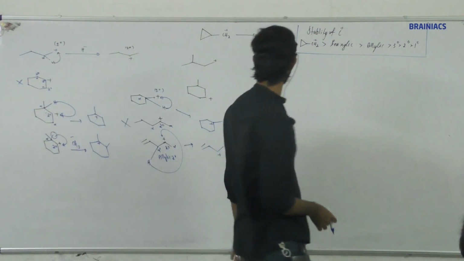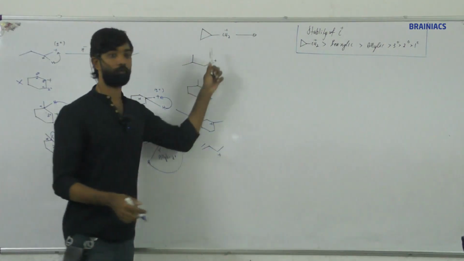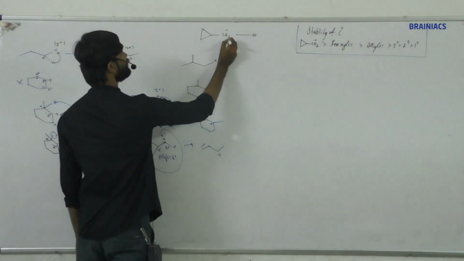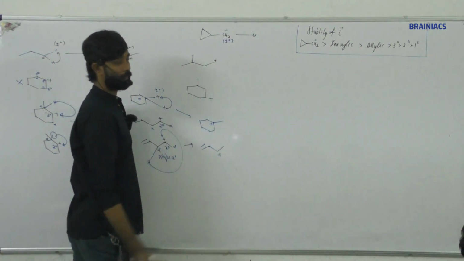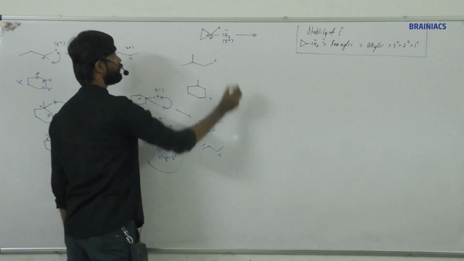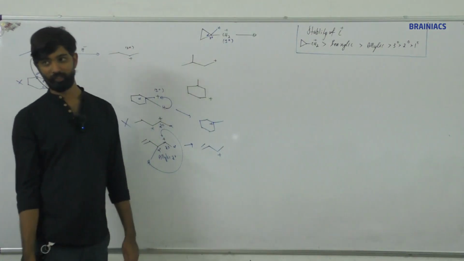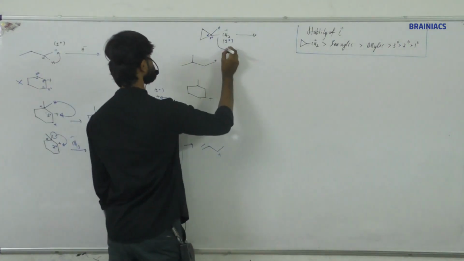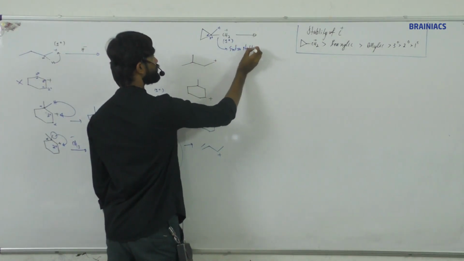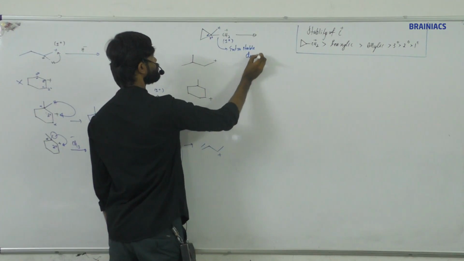Ready? What about this one? This is presently a primary. Here we have hydrogen. This is alpha position. It is a tertiary. But this is extra stable. Okay. Extra stable due to dancing resonance.